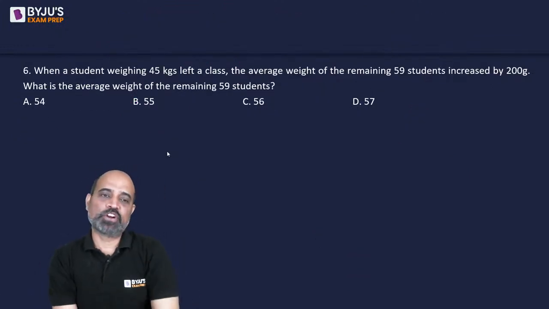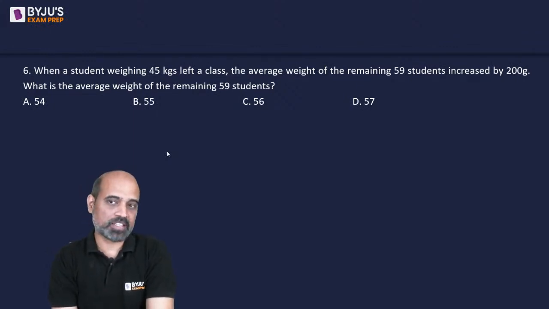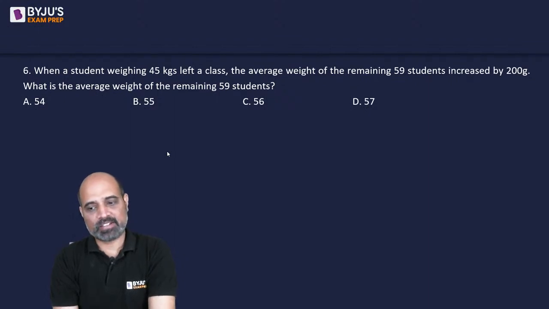When a student weighing 45 kgs left a class, the average weight of the remaining 59 students increased by 200 grams. What is the average weight of the remaining 59 students? Okay, next question is about averages, and it's a trick question. The options are perfect, but it's a trick question.